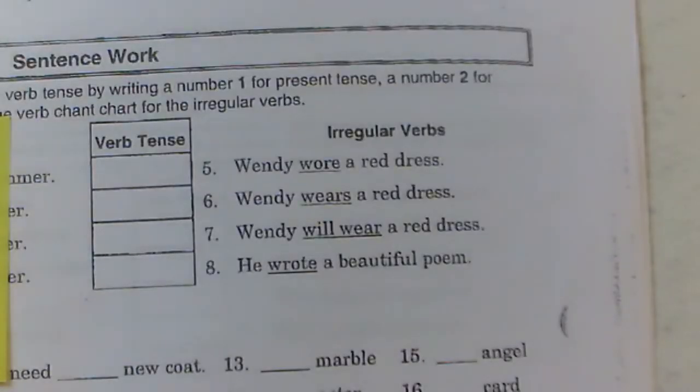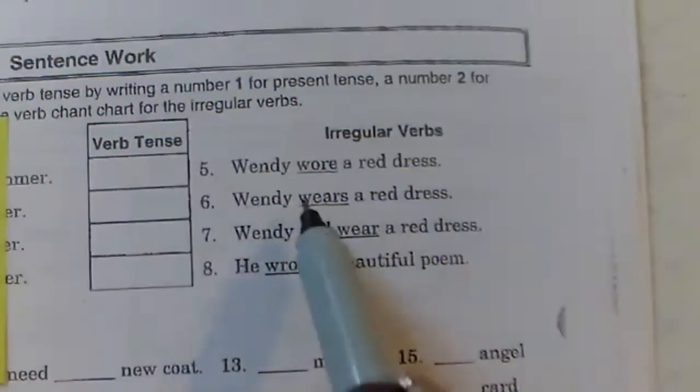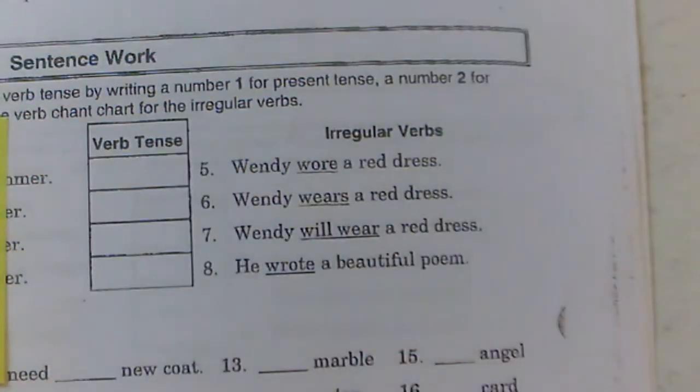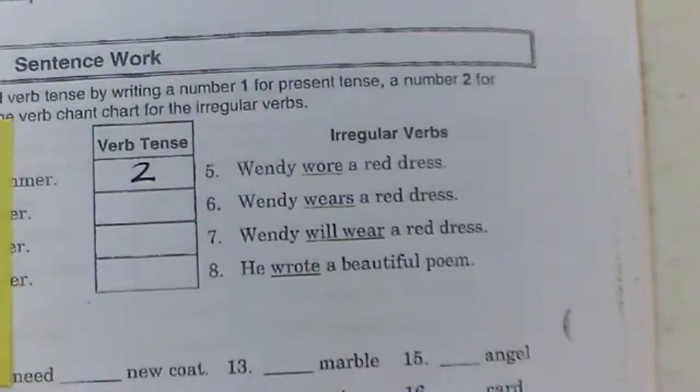Okay, here are the irregular verbs that are going to be on our test. Wendy wore a red dress. And if you see, we're changing the irregular verbs for you. You don't have to worry about that. We have the irregular verb for you. You just have to know what tense it is. And again, 1 is going to be for present tense. 2 is going to be for past tense. And 3 is going to be for happens in the future. So Wendy wore a red dress. She wore a red dress. When did she wear the dress? She wore it in the past. That's right. So I'm going to write a number 2 because she wore it in the past.